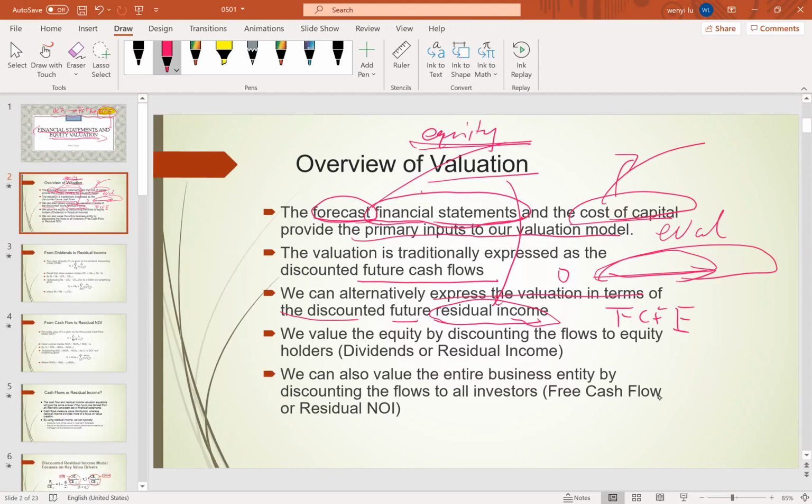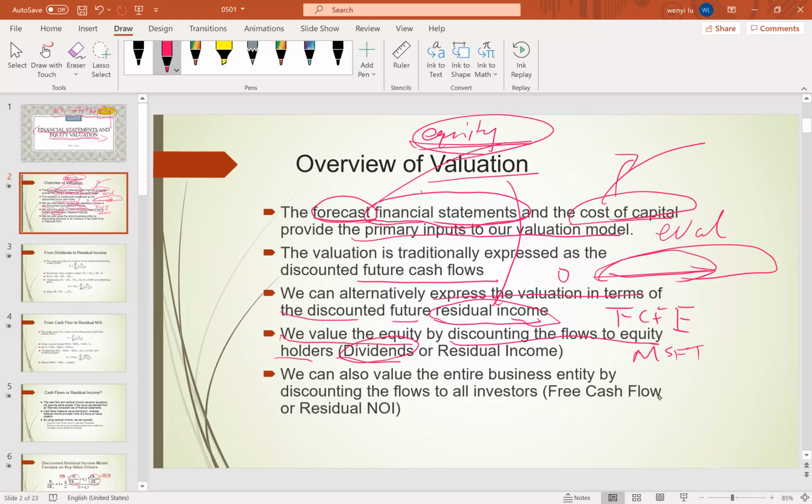So we will evaluate the equities by discounting the flows to the equity holders. For example, some companies pay dividends. That's how they distribute residual income to the shareholders. For example, Microsoft distributes dividends to their shareholders. So you will use dividends as the flows, discounted forward, to get the equity price.